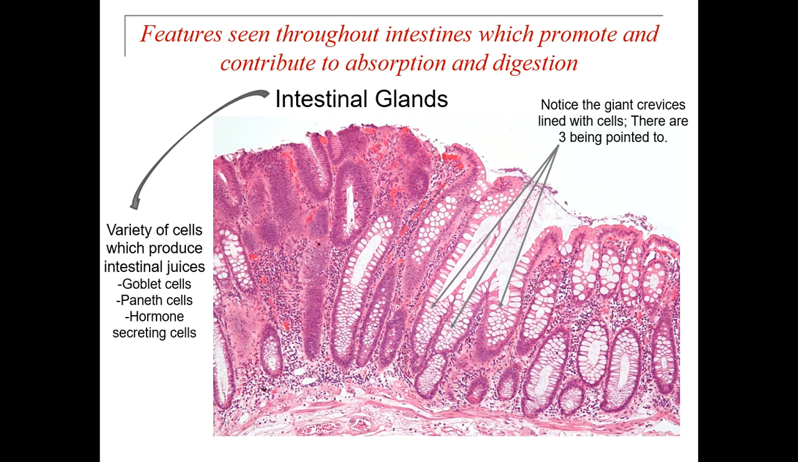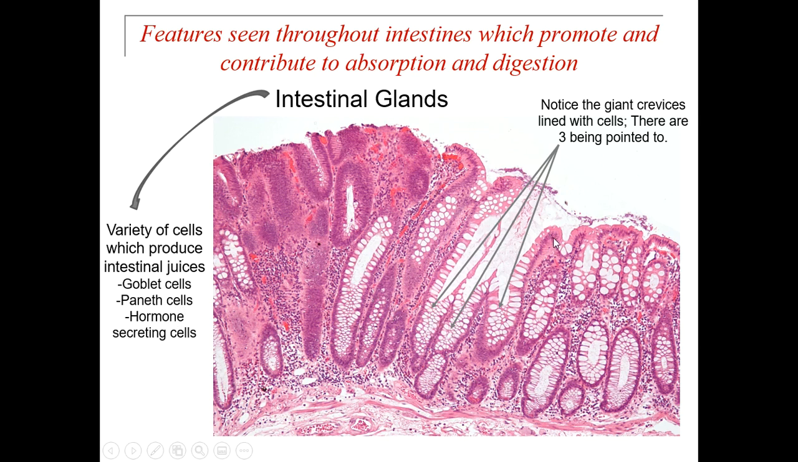So, some of the other things. We see a variety of cells produce intestinal juices: goblet cells, Paneth cells, hormone-secreting cells. There are different cells which are going to produce mucus, for instance. All these kind of white air bubbles, for the large part, those are what are called goblet cells.